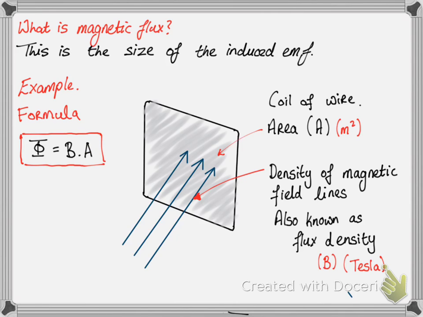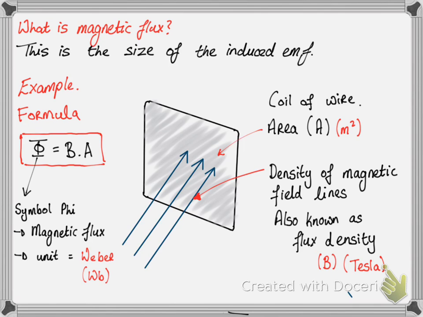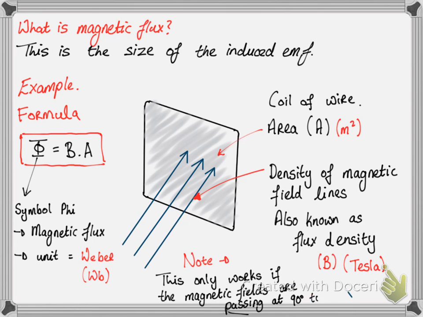Here we have a key formula. Phi is equal to B times A. So the first symbol there is phi, which is magnetic flux. And we measure that with the unit Weber, capital W, small b. Note, this only works if the magnetic field lines are perpendicular, or passing at right or 90 degrees, to the surface A. It doesn't work entirely if it's not at 90 degrees.